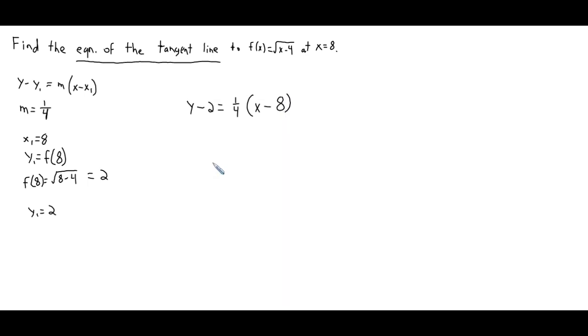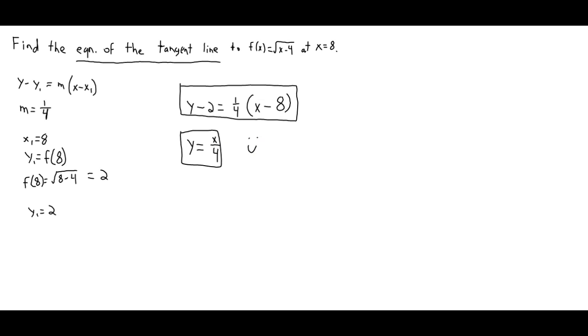A lot of calculus teachers are totally fine with you leaving it in point slope form. But in case yours isn't, let's get it in y equals mx plus b. So we just multiply through and add the 2, and we get y equals x over 4. And we're happy because now we are finally done with this problem. Again, this problem is really as difficult as you're going to see.